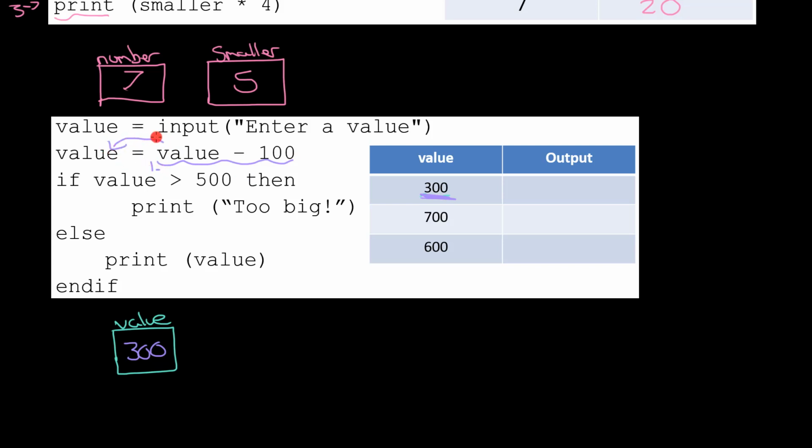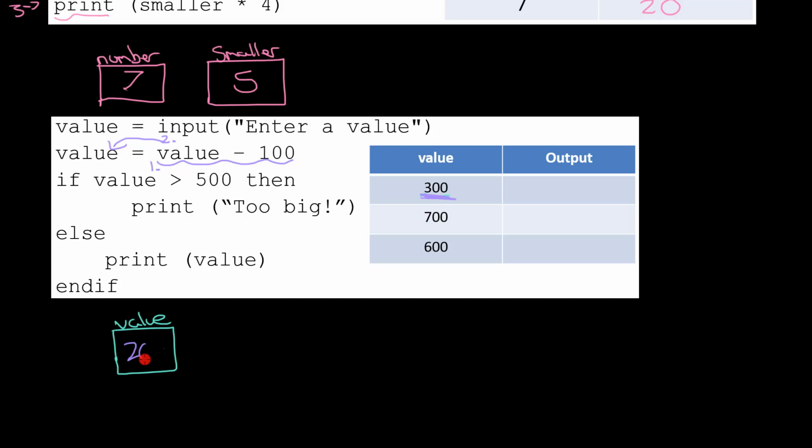And if it's the same variable name, it just means that we're basically replacing what is in this box with a new value. So value minus 100, at the moment it's 300. So if we subtract 100 from that, then we're going to end up with 200, aren't we? Okay, so value is going to have 200 in it at this point.